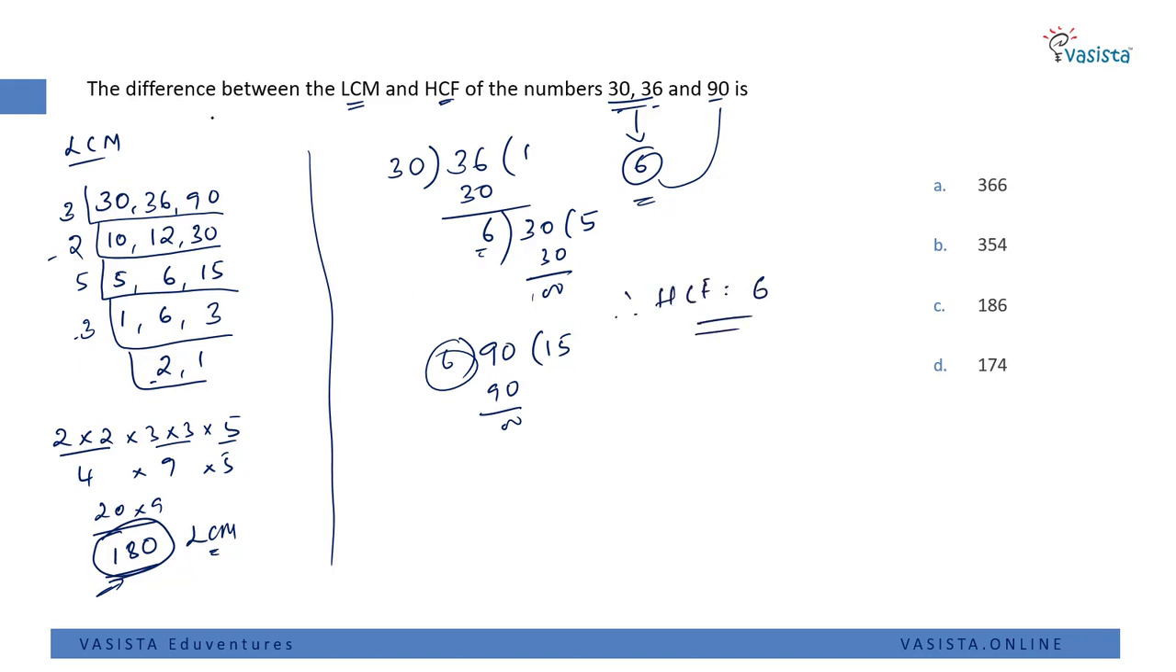Now what they asked, we need to find the difference, that is LCM minus HCF. LCM is 180, HCF is 6, so 174. Right, answer option D is the right one. Or otherwise you can go with the prime factors also. Right, you try it out with the prime factorization method.